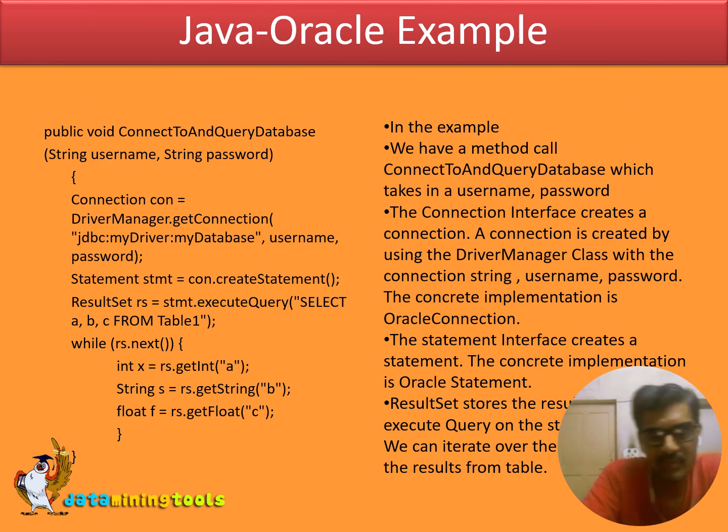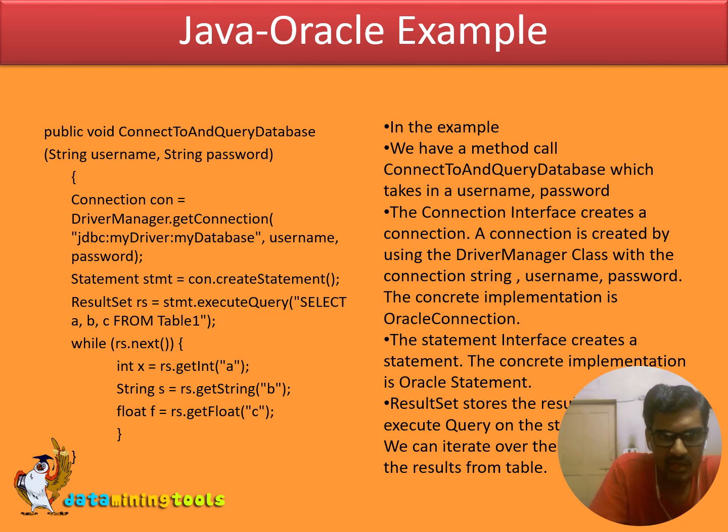Next, let's look at this example. Let's walk through the example once more. So here the example says public void connectToAndQueryDatabase. So first we have a method called connectToAndQueryDatabase, which takes in two things, username and password. The Connection interface creates a connection. A connection is then created by the DriverManager with the connection string, username, and password. Then the connection implements the statement interface, which creates a statement. The implementation, the Oracle statement, and the data is passed to the result set. This is how the flow exactly goes.